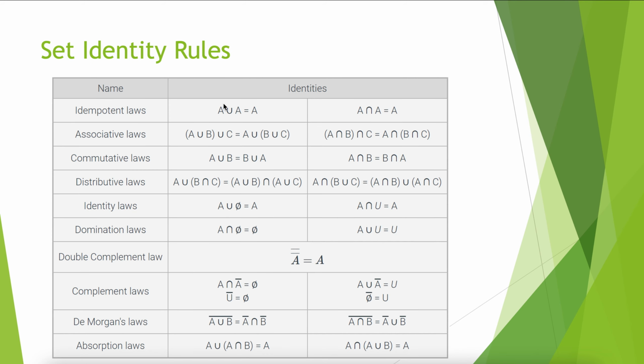So again, A union A is basically A. A intersection A is also A. It's basically like saying, am I me? Yes, I am me. That's basically what's happening here.